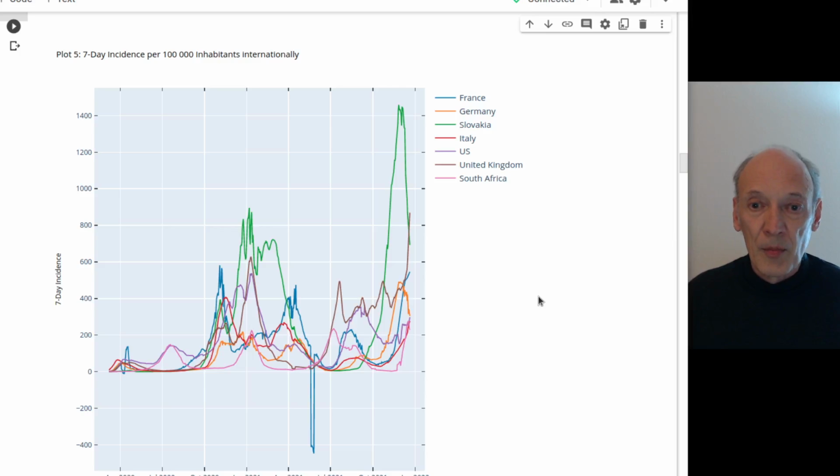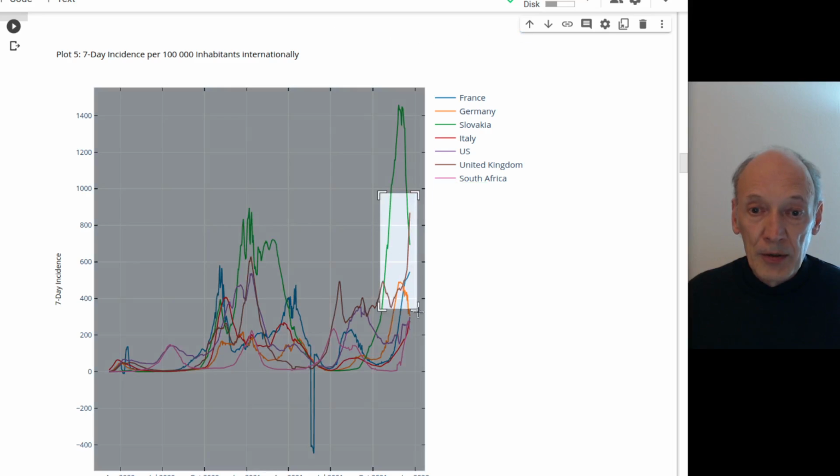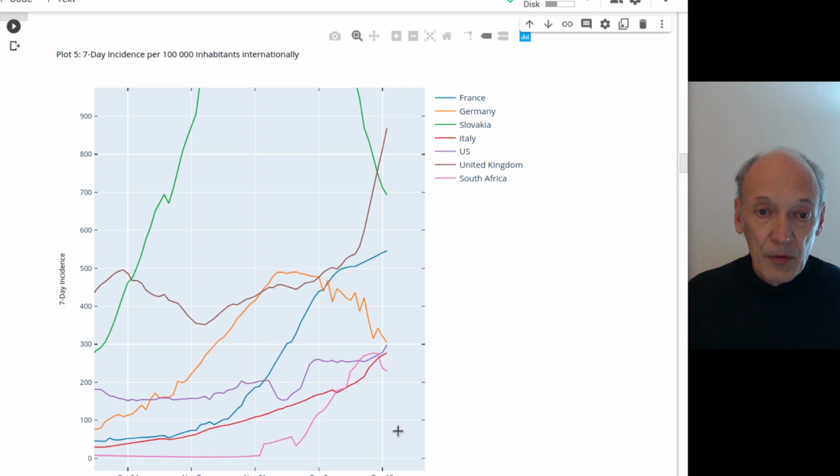So this is now my plot 5, and now we can use this tool set here to zoom into November and December to see the steep increase because of the Omicron variant. Let's do that. So I'm taking this part here. So here we can see South Africa down here, and we can see here in the beginning of November there was not much going on.